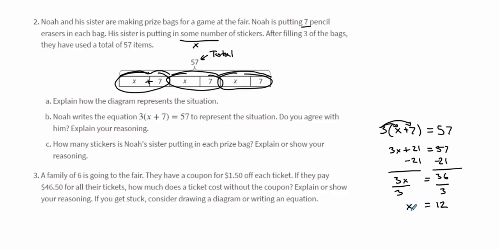So the x is the stickers, so she's going to put 12 stickers in each bag. 12 plus 7 plus 12 plus 7 plus 12 plus 7 is 57.